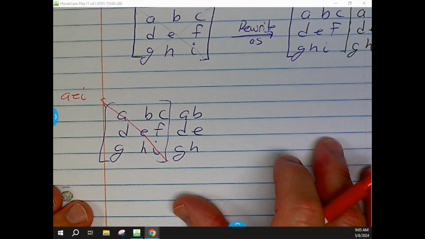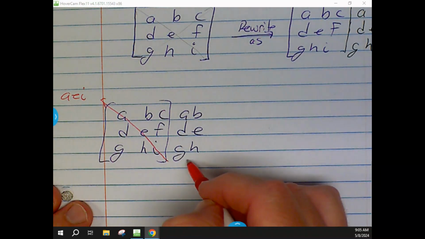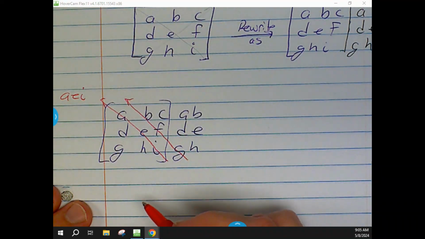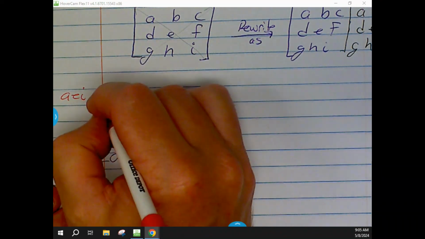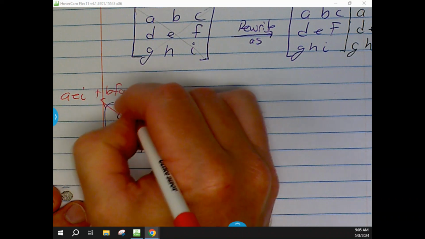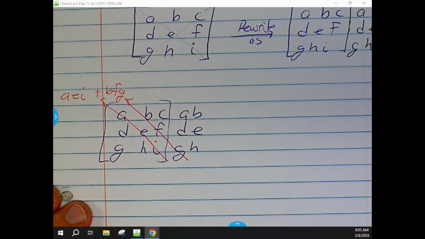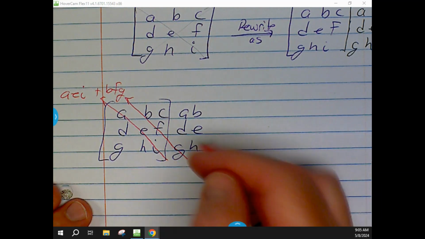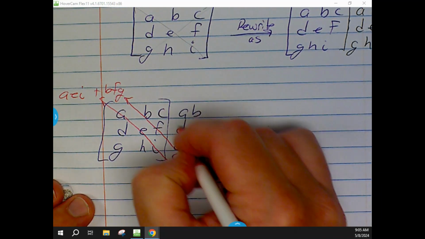And then we're going to get the next diagonal here. We're going to get G, F, and B.